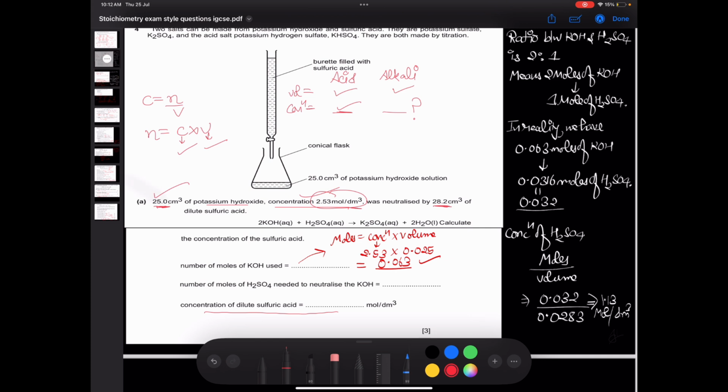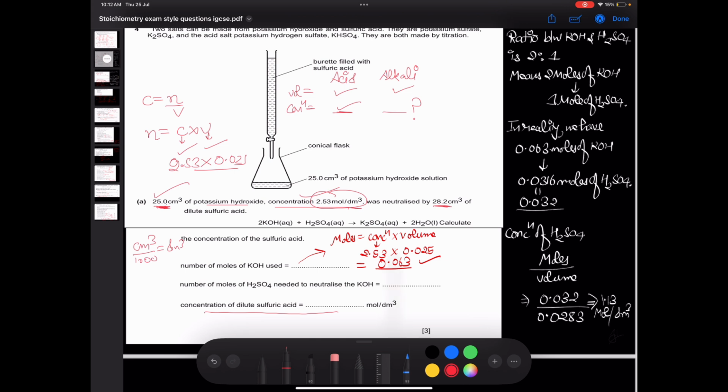The volume is in centimeter cube, concentration is in decimeter cube. So we need to convert centimeter cube to decimeter cube. We can simply remember this: if you divide centimeter cube by 1000, you get the answer in decimeter cube. So 25 centimeter cube will be 0.025 decimeter cube. So concentration is 2.53 and volume will be 0.025.